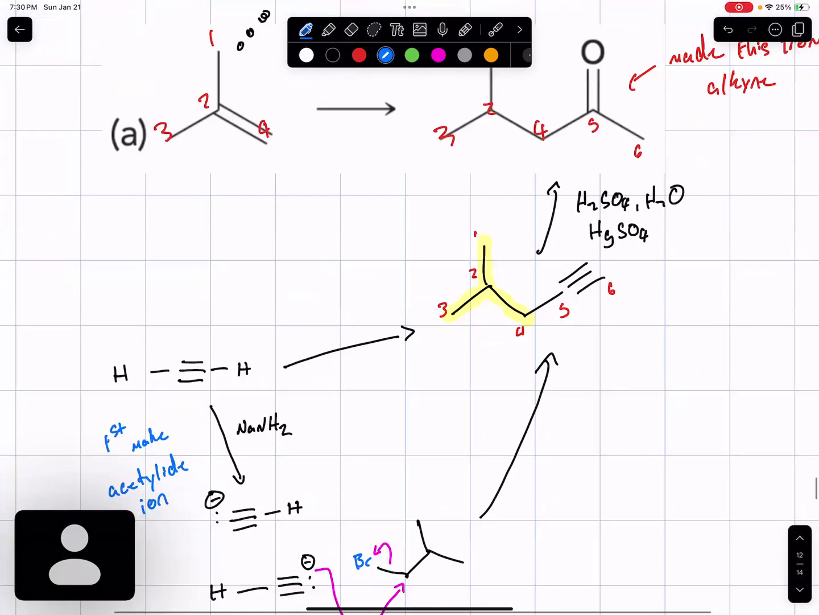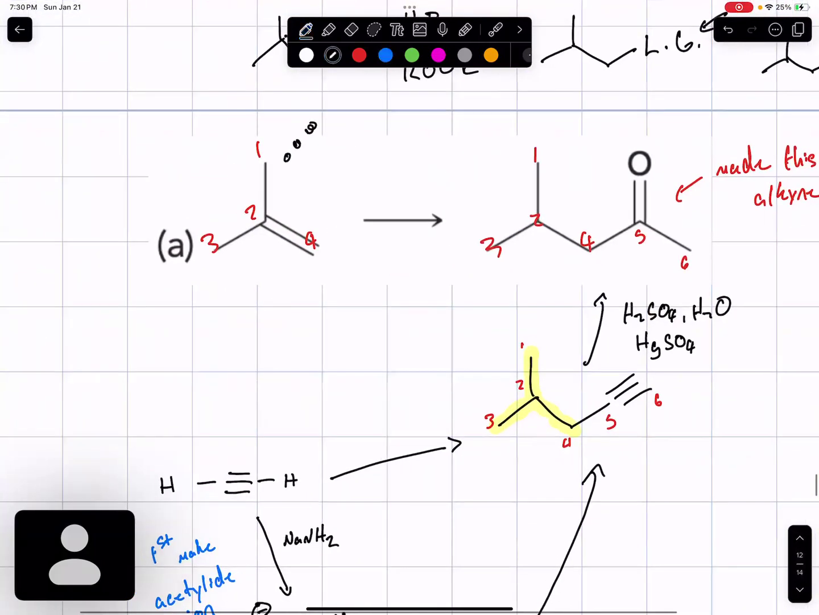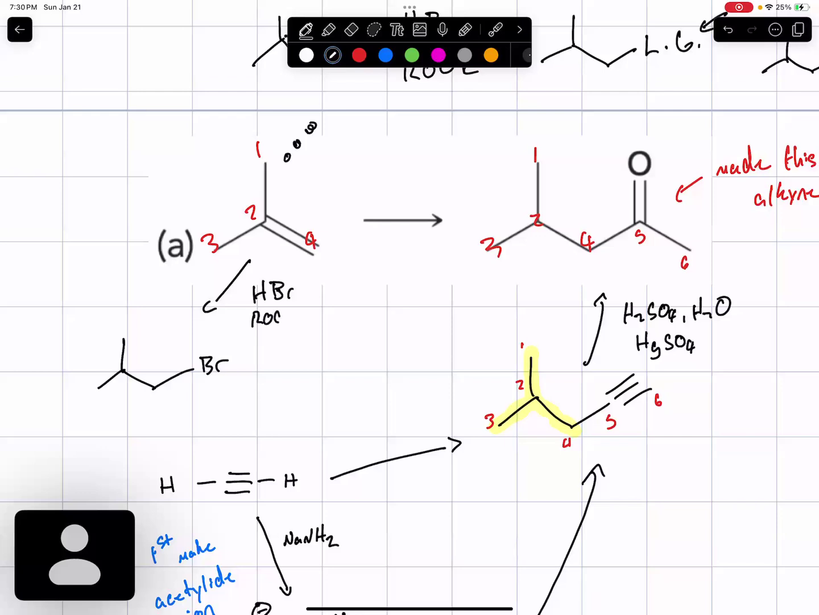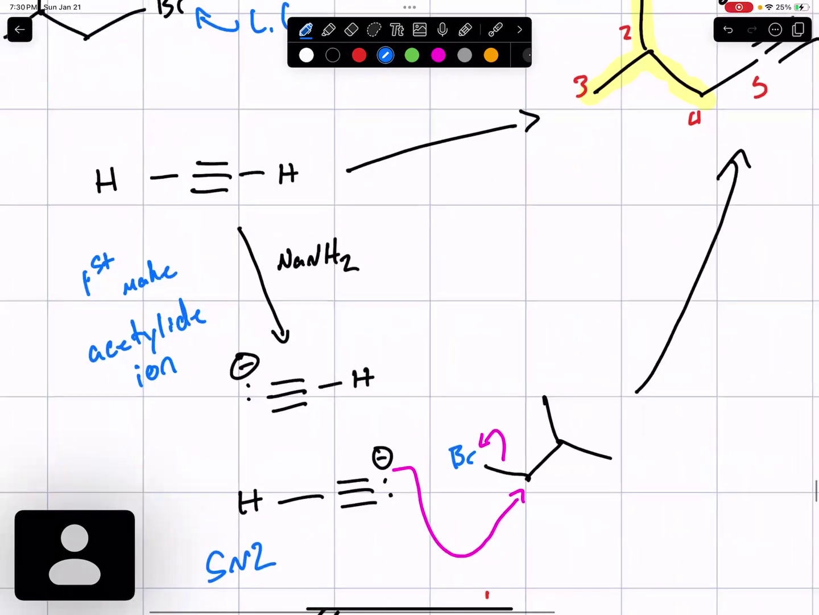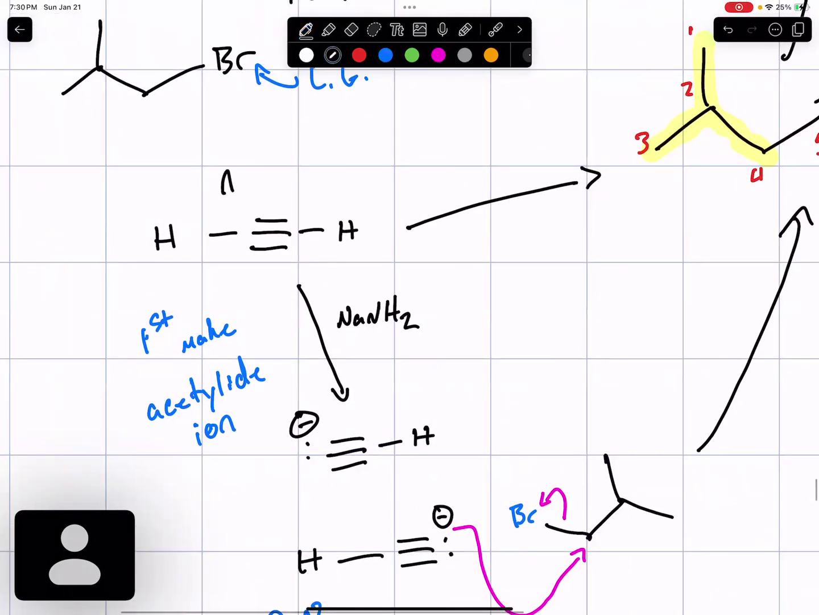Okay? So what you had to do first was make this into a good alkyl halide. You made this into a good alkyl halide by adding HBr and peroxide. This makes a good leaving group. This bromine is a good leaving group. Then we take acetylene. We take this acetylene molecule.